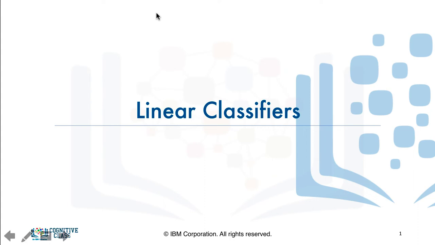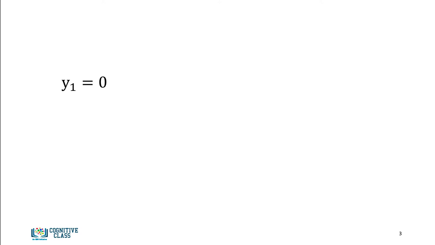In this video, we'll discuss linear classifiers. In particular, we'll discuss linear classifiers in general, and we'll talk about logistic regression. In logistic regression, we're trying to predict discrete classes. In this case, y can equal 0 and 1.